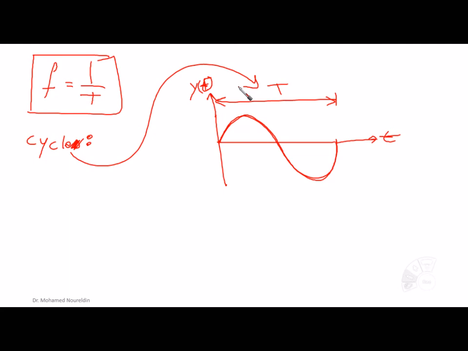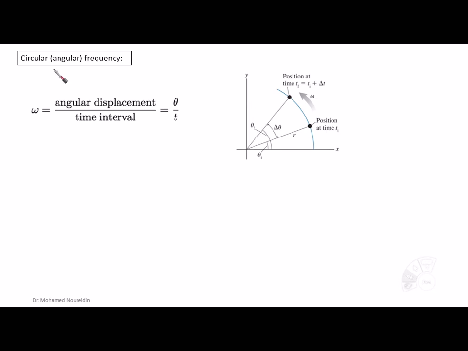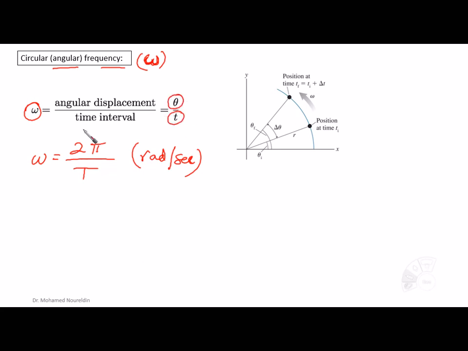And then the last thing is going to be the circular angular frequency. We call it omega. Actually this circular angular frequency is equal to omega equals 2 pi over T, and it should be in rad per second, okay? This is the definition of it, and if we put it in an equation, it is angular displacement theta over t, where theta is the angular displacement and t is the time interval.